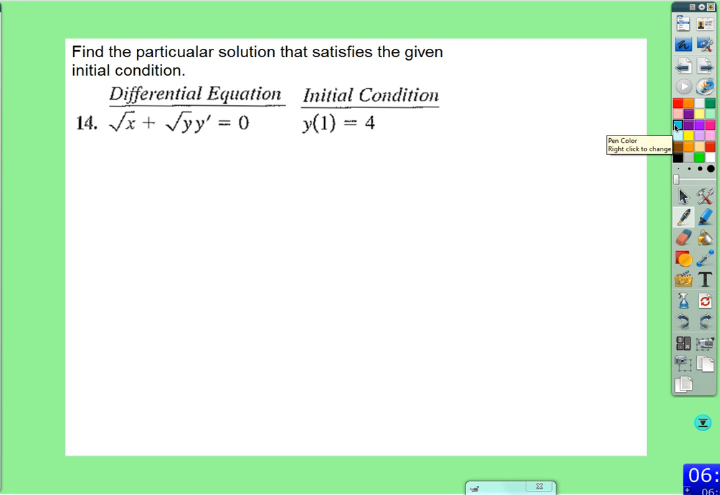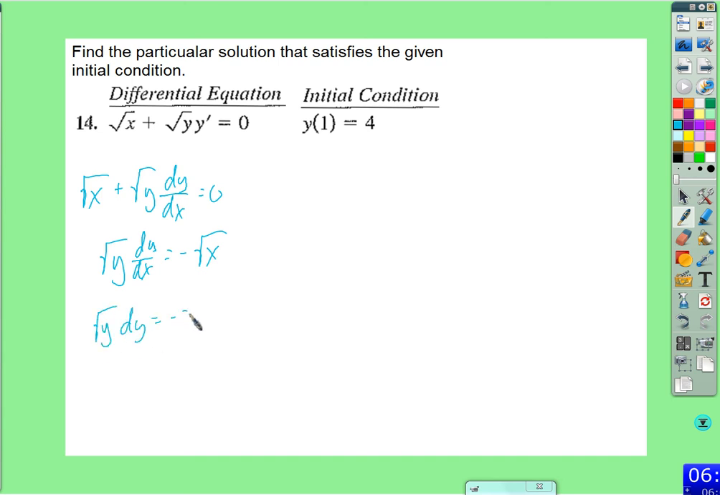Differential equation and initial conditions. So first we do like we just did, and then we have an initial condition. We plug the values in, solve for C, and then we'll have the particular solution. First, you've got to start with this problem. Square root of x plus square root of y times dy/dx equals 0. So square root of y dy equals negative square root of x dx.